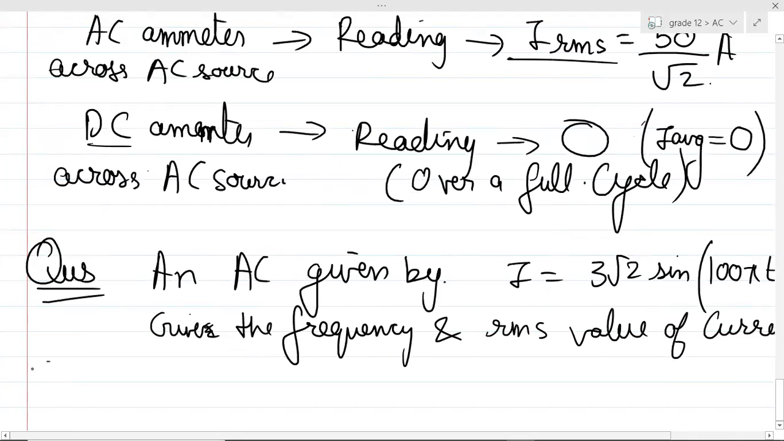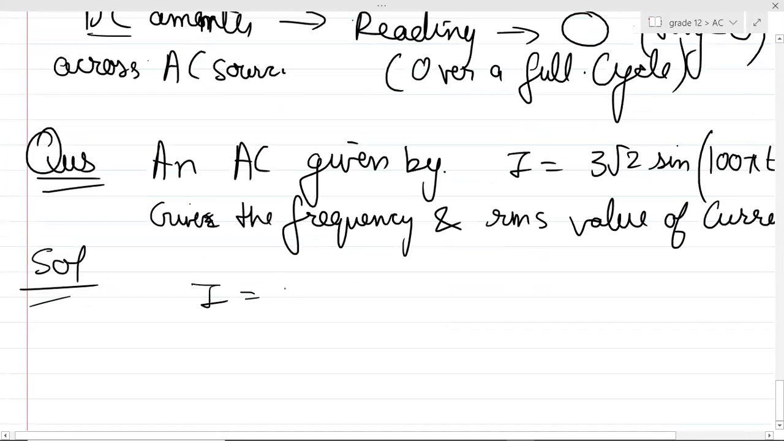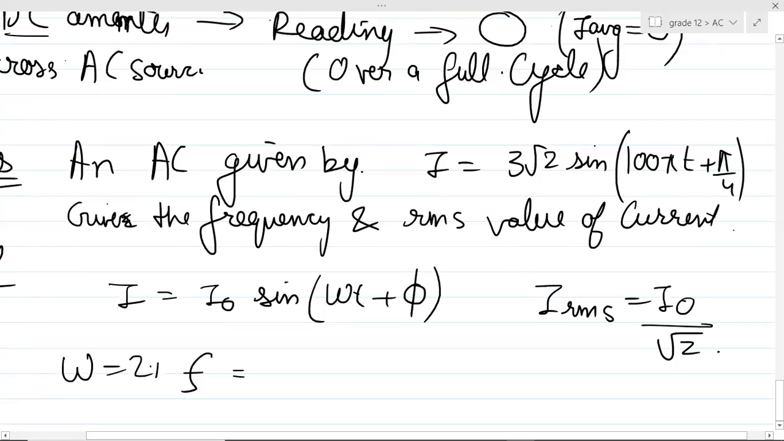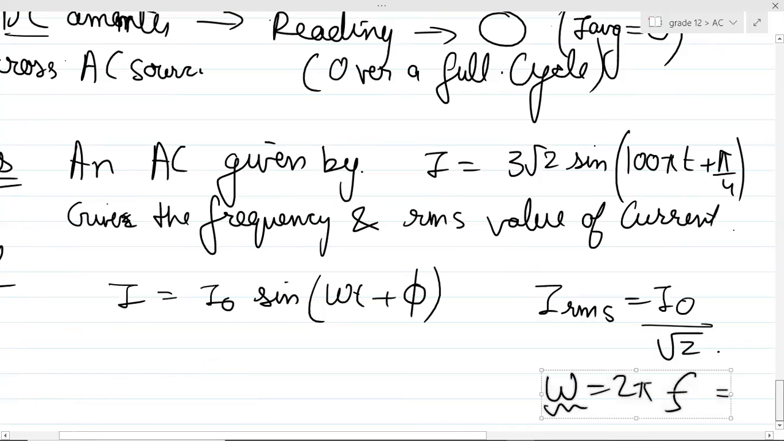Is it easy? Just compare this equation with the general equation for an alternating current: I equals I naught sine (omega t plus phi). You can compare everything, and you know how to calculate the RMS current. It is basically the peak value divided by root 2. And for frequency, we know omega equals 2 pi f. If you compare, you'll find omega and automatically you can find the frequency. With the help of these two formulas, you'll be able to get what you want.